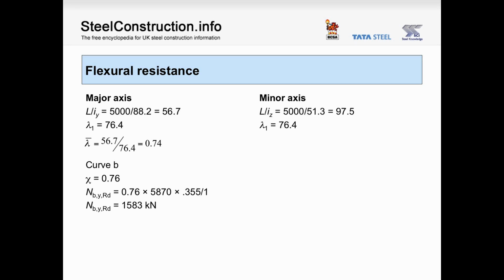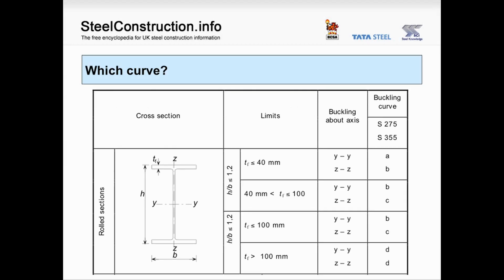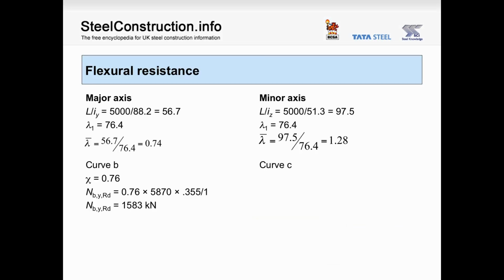We can do the same thing in the minor axis. In this case, the radius of gyration in the minor axis is 51.3 millimeters. Lambda 1 is still 76.4, so the non-dimensional slenderness lambda bar is calculated at 1.28. We need to select the buckling curve, so it's still a rolled section. H over B is still less than 1.2. Now, of course, we're interested in the minor axis, so we want to choose curve C.